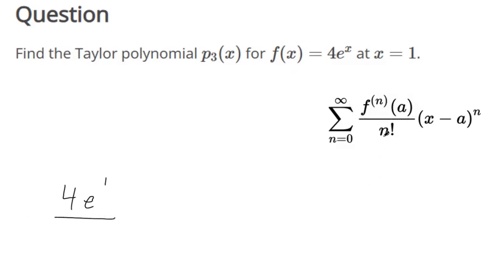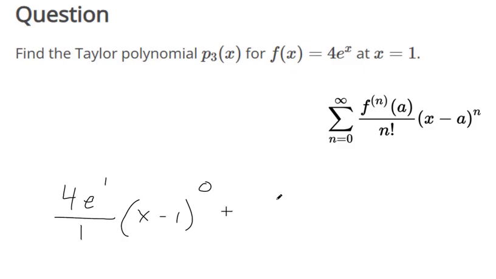Then we're going to divide that by n factorial. So that's 0 factorial, which is 1. 0 factorial by definition is 1. And then this is x minus our center, which is 1, to the nth power, which is 0. So there's n equals 0.